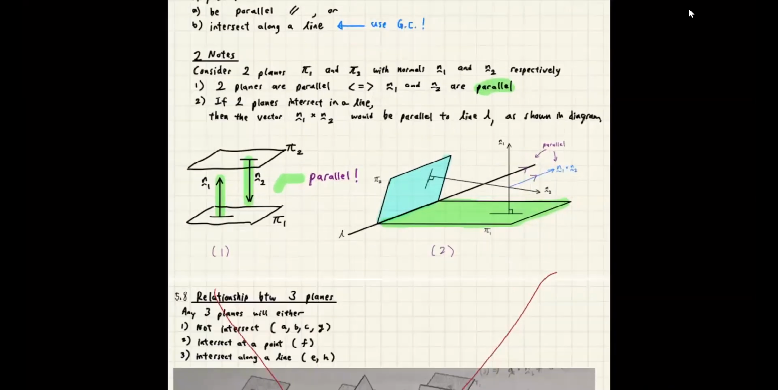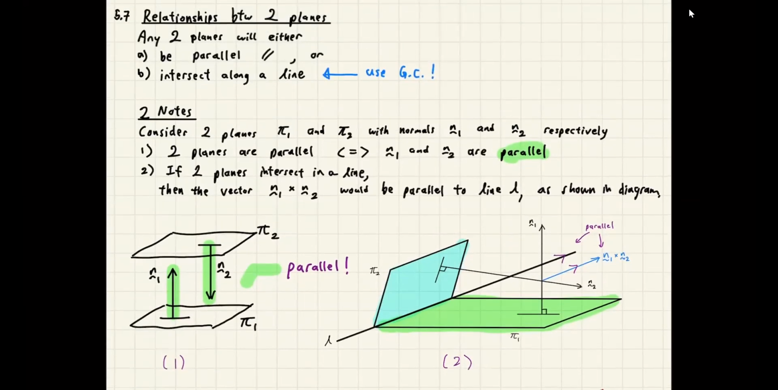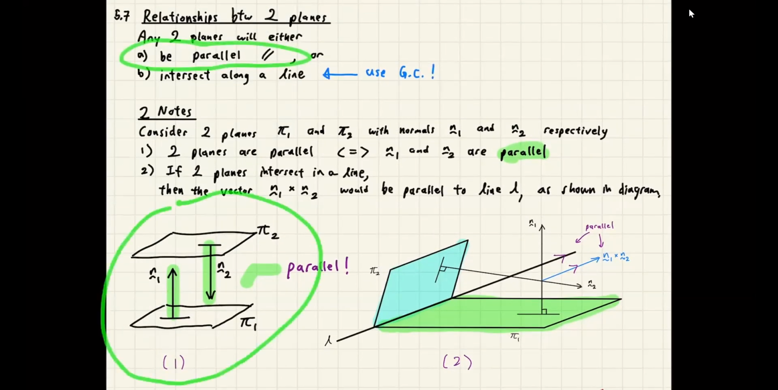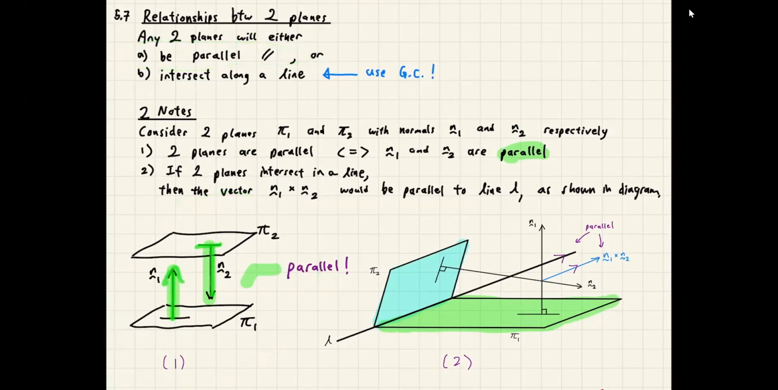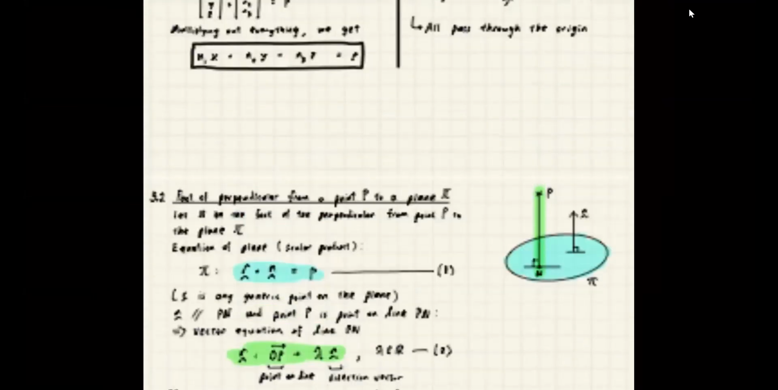Here is a picture showing the relationship between two planes. First I talk about part A, parallel. Can you see the parallel planes pi 1 and pi 2? Then can you see the normal vectors in green? I think it's quite obvious they're parallel, but always draw a picture to convince yourself. Let's go back to the summary notes. That was about parallel planes.